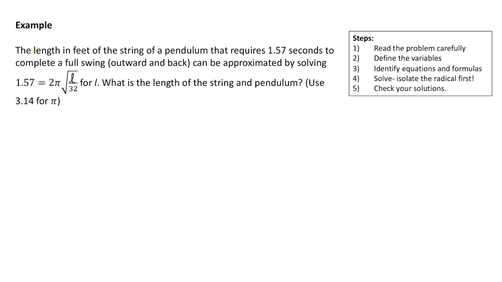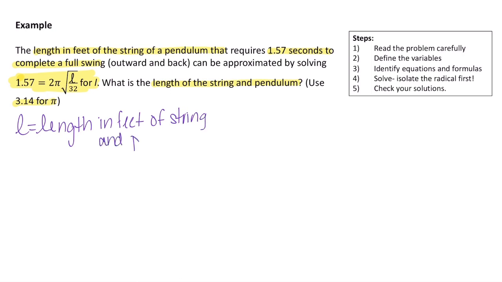So we have the length in feet of a string of a pendulum, and it requires 1.5 seconds to complete a full swing. Here we have a formula that we're going to need to use, and it wants us to find the length of the string and the pendulum. And it gives us 3.14 for pi. So let's outline the important information. We have L equals the length in feet of string and pendulum, right? So L is exactly what we need to find.